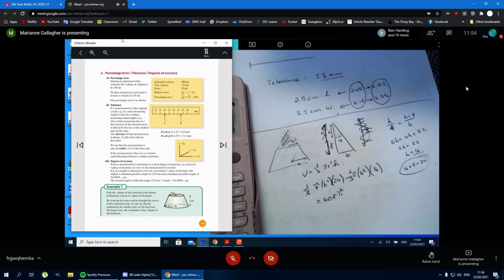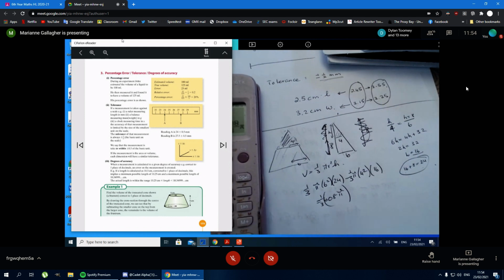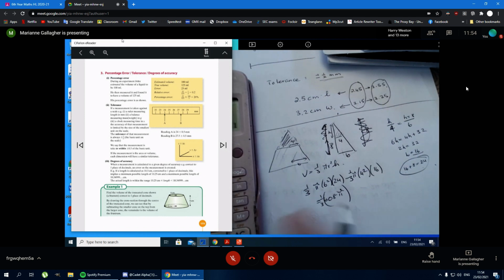And I want the big one minus the smaller one. So that should be 1/3 times that. So that divided by 3 is 636.7. And I'm rounding it off. So 636.7, correct to 1 decimal place. And that's in centimeters cubed.